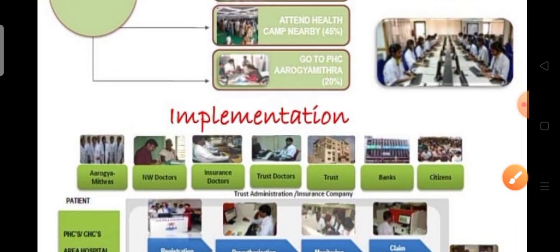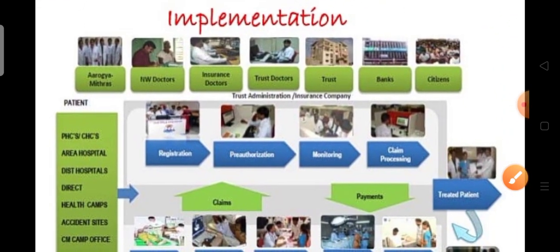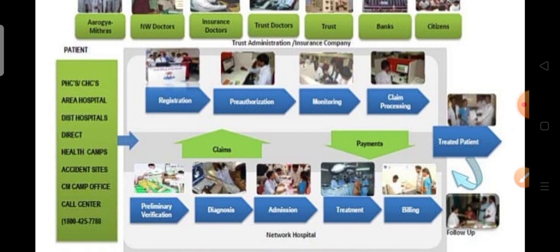Implementation: Arogya Mitras, doctors, insurance doctors, trust, banks, citizens. Registration, claim monitoring, claim processing, preliminary verification, diagnosis, administration, treatment, and everything. This is the network of hospitals following this one.